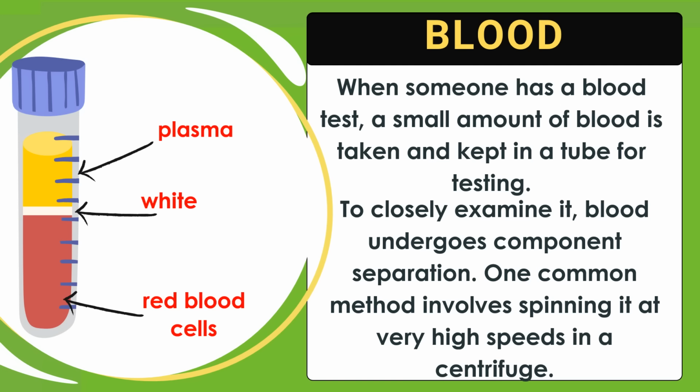When someone has a blood test, a small amount of blood is taken and kept in a tube for testing. To closely examine it, blood undergoes component separation. One common method involves spinning it at very high speeds in a centrifuge.